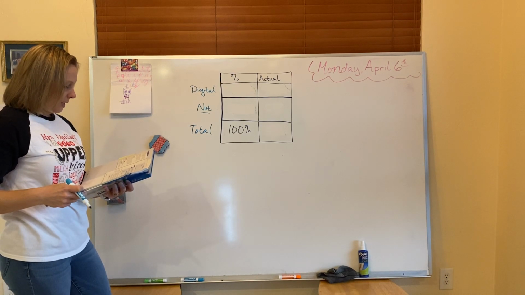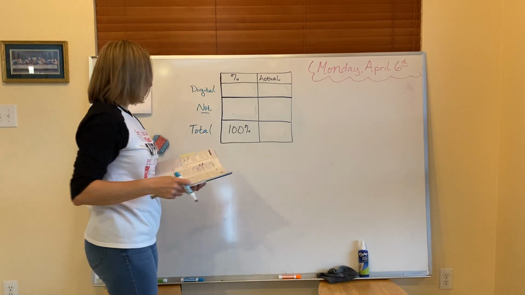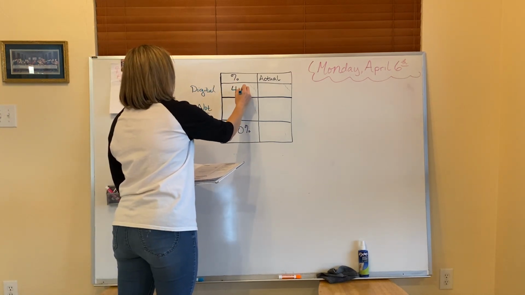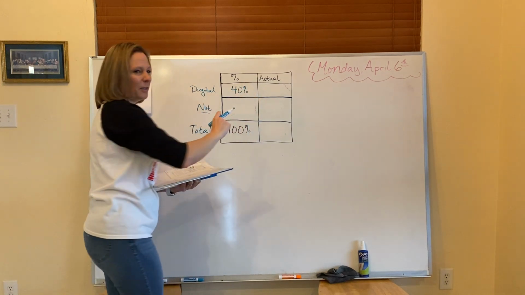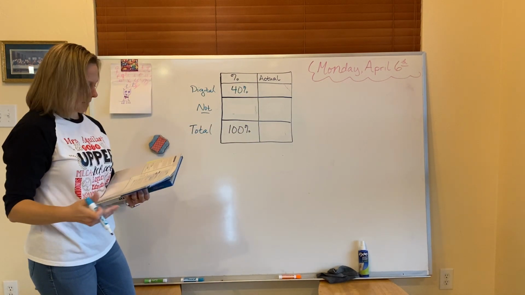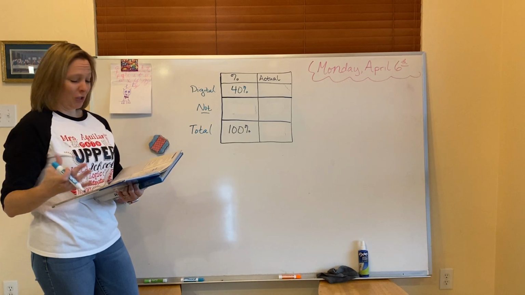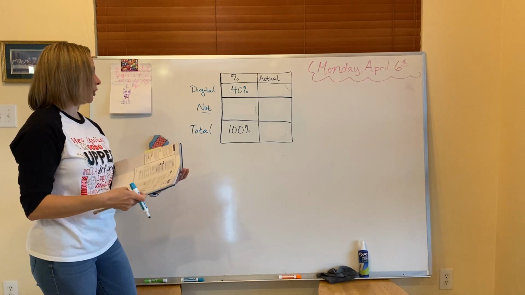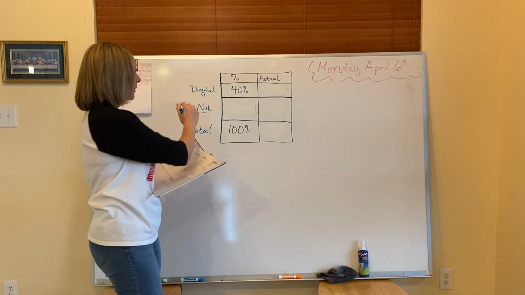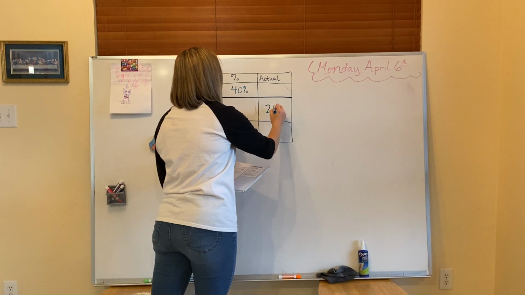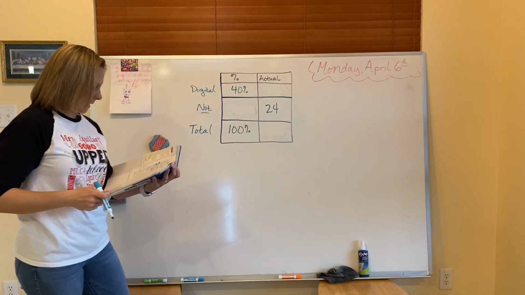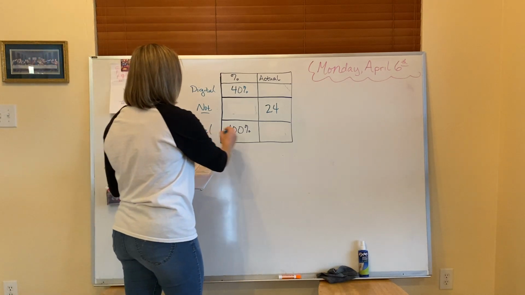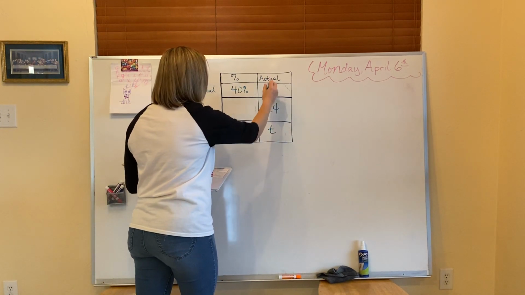We know that 40% of the cameras in the store are digital cameras. So we can fill in our percent column. Digital, 40%. I think this book is dating itself, right? A lot more would be digital these days. And it tells us if 24 cameras are not digital, it gives us an actual count of the not digital as 24. And then it says how many cameras are in the store in all. Okay, so we want to know total actual count.